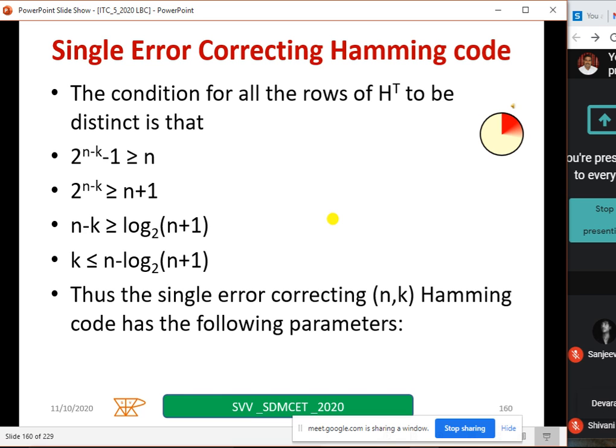Based on these only we are going to conclude the properties of a single error correcting Hamming code in the next slide. Those 3 equations you have to remember to solve any given problem.